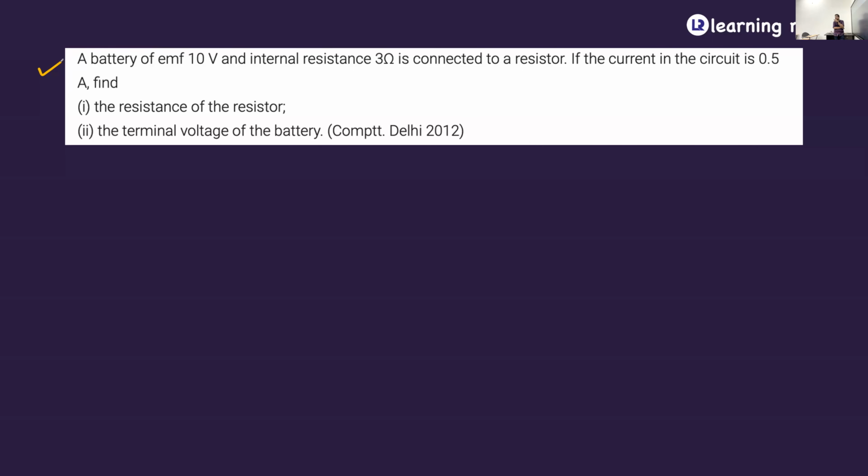Capital I is equal to, what formula will you use? We saw it today. I is equal to E by capital R plus small r. That also you can do, or you can use V is equal to E minus Ir, but you don't know the terminal potential. For the first one, you use I is equal to E by capital R plus small r. When you use that, you will get capital R is equal to 17. Take that and substitute it again, you use the formula V is equal to E minus Ir. 10 minus 3 into 0.5. 10 minus 1.5 is 8.5.